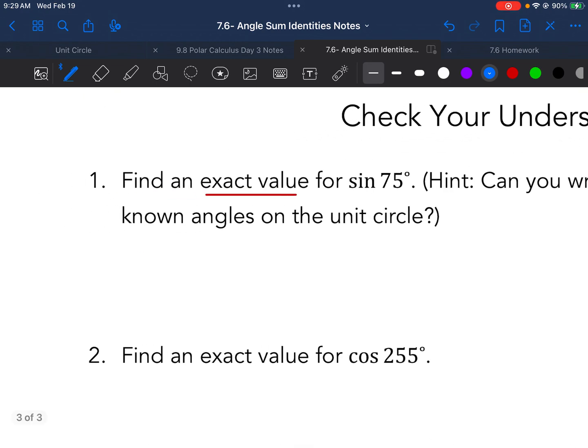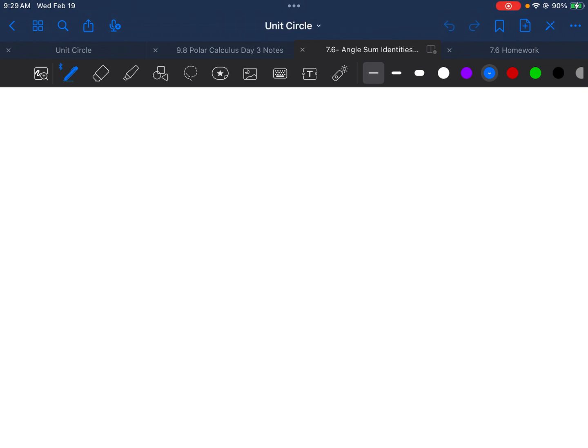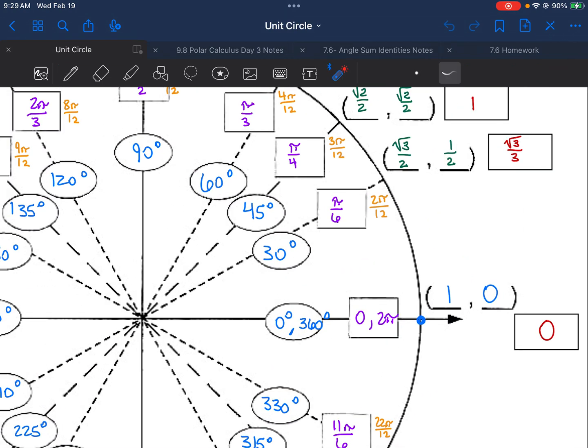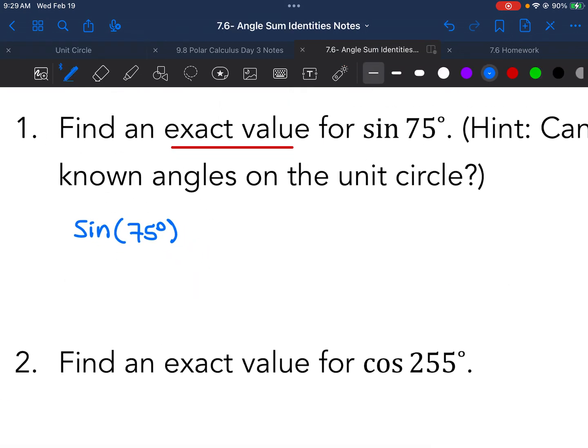So sine of 75 degrees. Well, the problem we run into is that 75 degrees is not on the unit circle. What is on the unit circle, however, is 30 degrees and 45 degrees. 30 degrees plus 45 degrees would be 75 degrees. So we're going to take the 75 degrees and split it using 30 degrees plus 45 degrees. So we're taking an unknown angle, we don't know the exact sine value of it, and we're decomposing it into 2 known angles through addition.